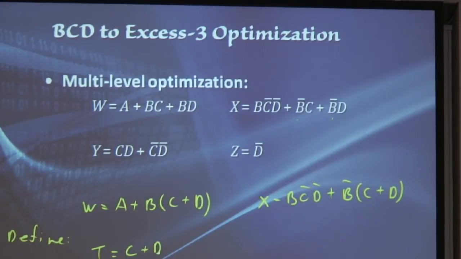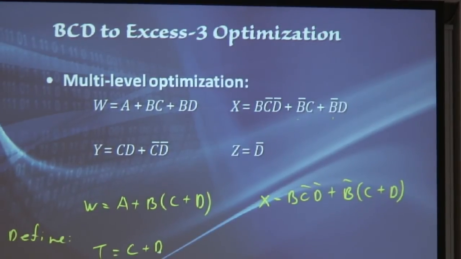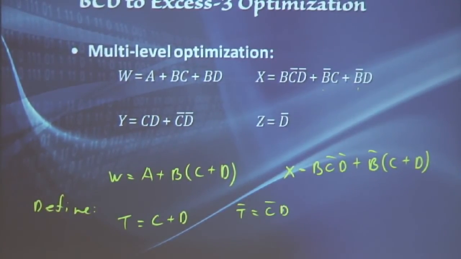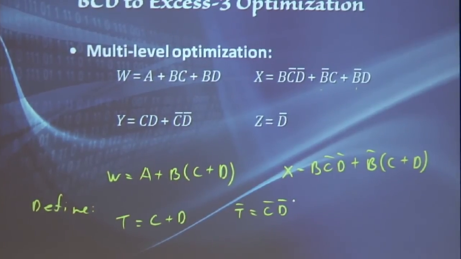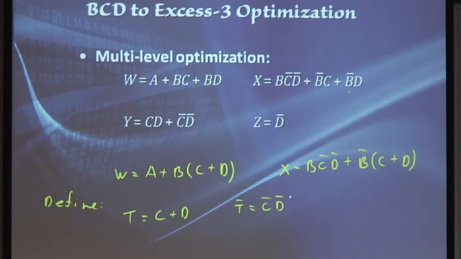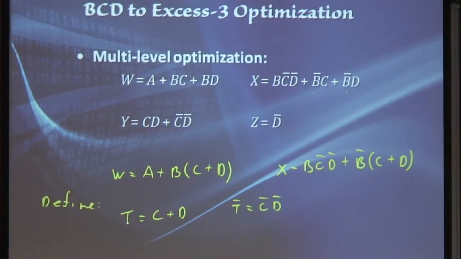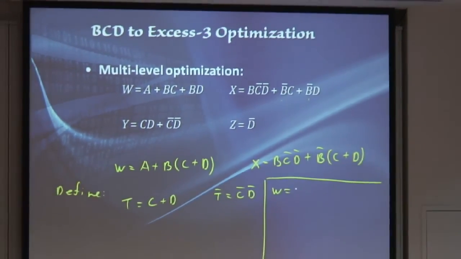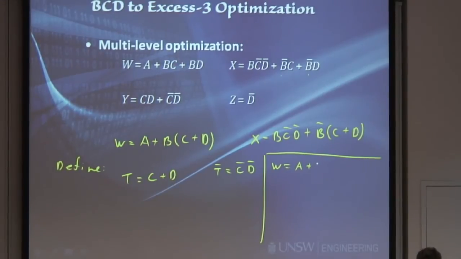Now, because I'm very observant, I also realize that the complement of T, using De Morgan, will be not C and not D, which comes up in function Y. And I know that once I calculated T, in order to come up with the signal needed for function Y, I won't actually need to pass these through inverters and a NAND gate, but I can just invert the value of T once I calculate it. And then I can rewrite my functions in terms of T. So W will become A or BT.